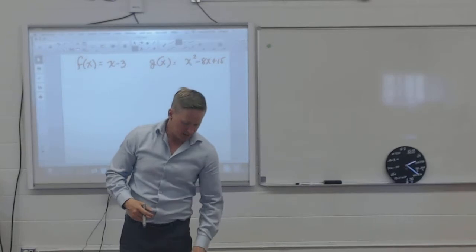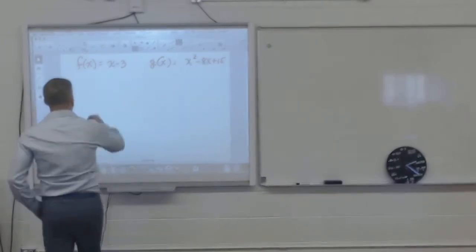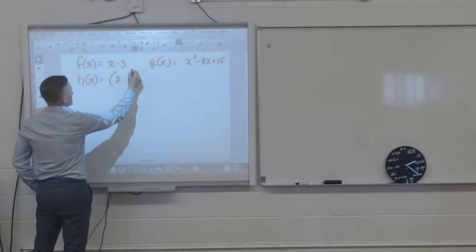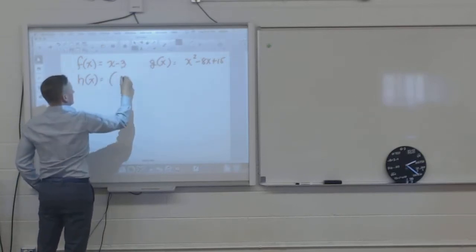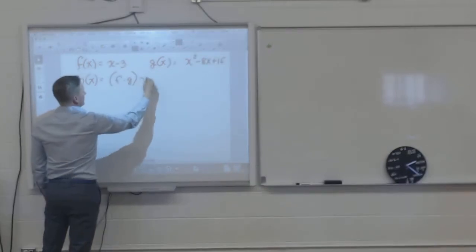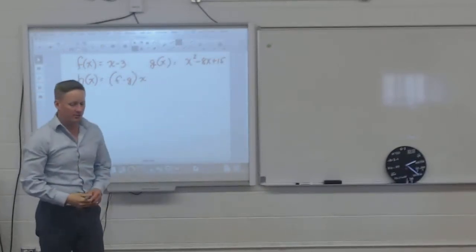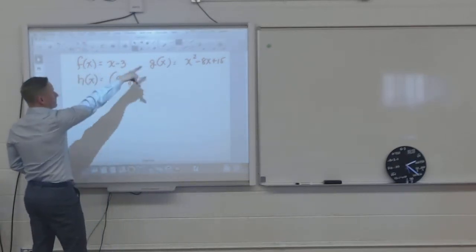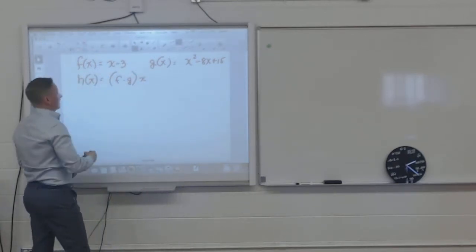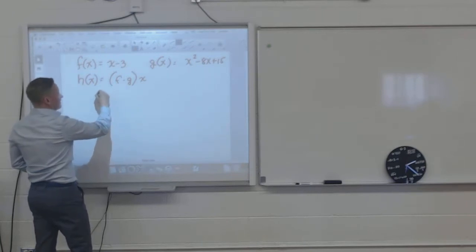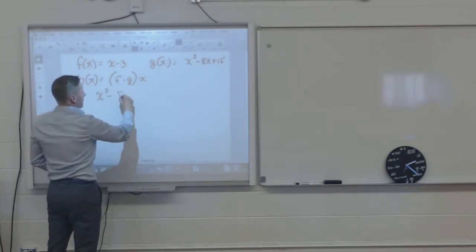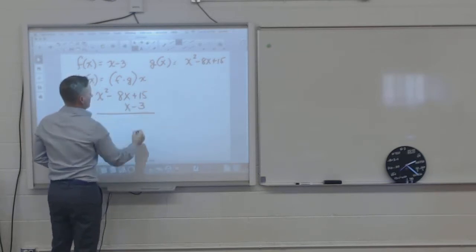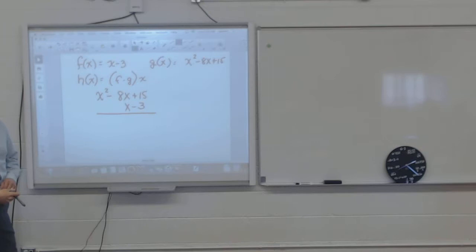Okay? So it says determine h of x, which is f times g of x. So we got to multiply those together. Okay? So basically I have to multiply my two equations together. The easiest way algebraically to do this question is to go x squared minus 8x add 15 over x minus 3. I always stack when I do this.